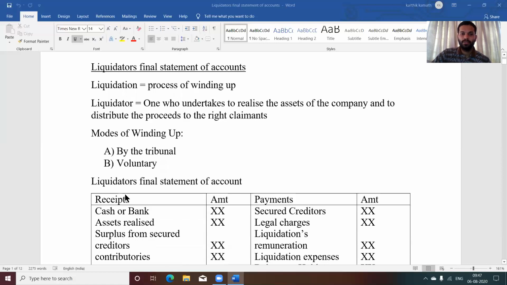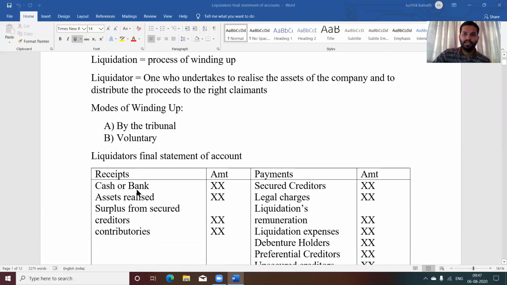Next thing you need to see is the liquidator's final statement of account. Once the company is wound up, a liquidator is appointed to carry out the proceedings. So what all does he have to do? He has to realize the assets, calculate the amount or surplus available, and distribute that amount among the right claimants. That is various types of claimants, like creditors and shareholders, to whom he has to distribute.